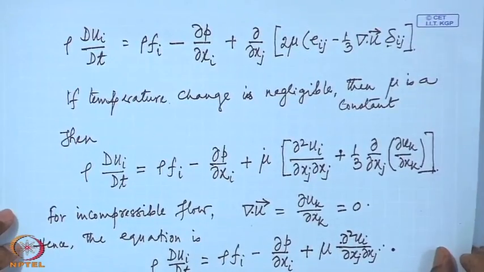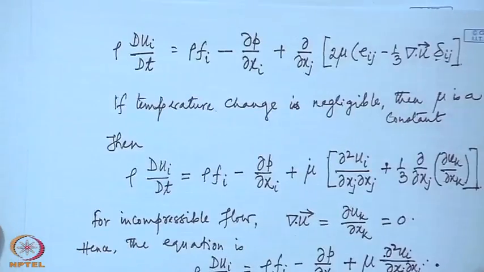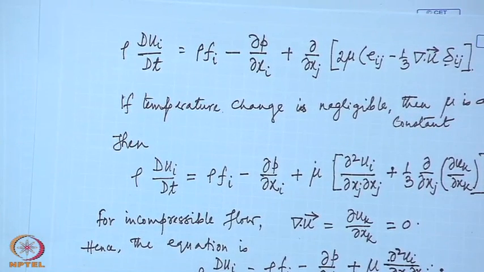What is the relation between mu and T? There are many relations. The most popular relation used is called the Sutherland relation, which can be expressed as mu by mu 0 is T by T 0 to the power 3 by 2 into a constant. The constant is usually written as (T 0 plus S) by (T plus S), where S is again a constant, T 0 is a reference temperature and mu 0 is a reference viscosity.